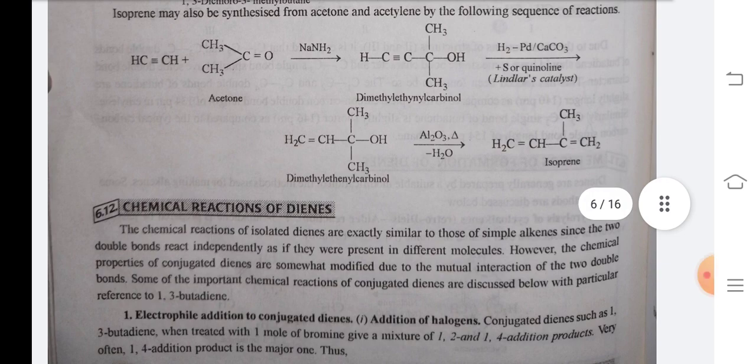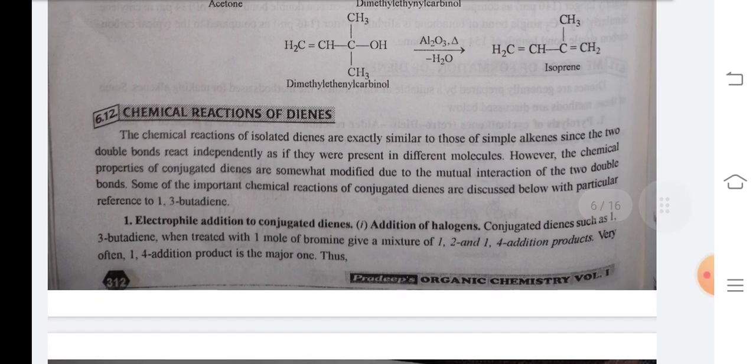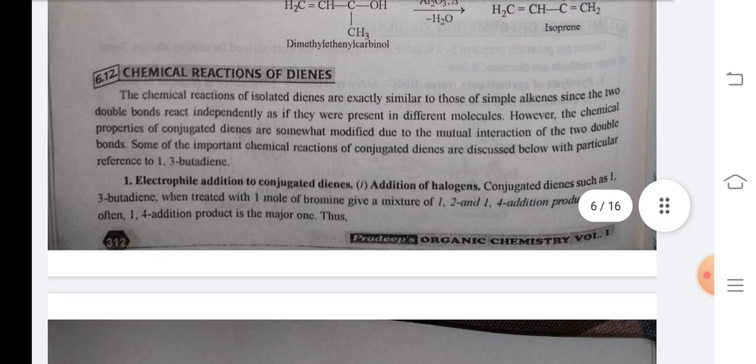Chemical reactions of dienes. The chemical reactions of isolated dienes are exactly similar to those of simple alkenes, since the two double bonds react independently as if they were present in different molecules. However, the chemical properties of conjugated dienes are somewhat modified due to the mutual interaction of the two double bonds. Some of the important chemical reactions of conjugated dienes are discussed below with particular reference to 1,3-butadiene.